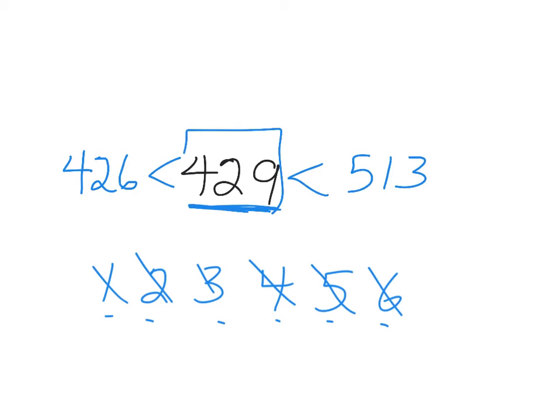So I've kind of sandwiched that 429 between two numbers, the biggest small number and the smallest big number that I can make out of the digits 1, 2, 3, 4, 5, and 6. That would put 429 in between those.